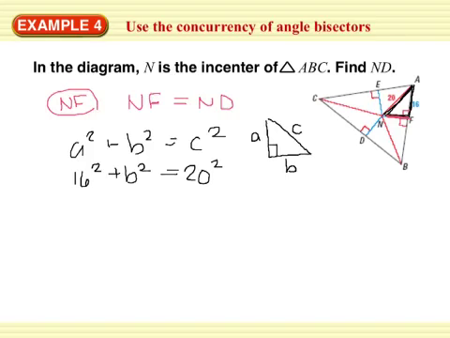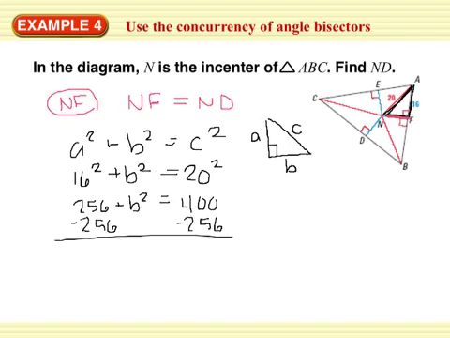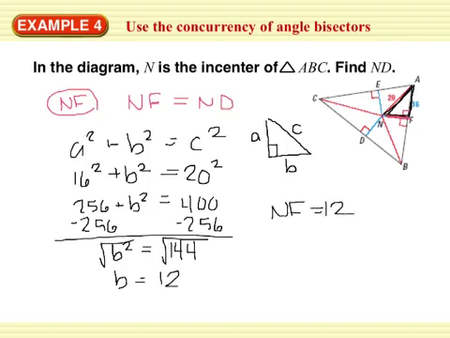Okay, 16 squared is 256. 20 squared is 400. Okay, square root of both sides. B equals 12. So B is the measure of NF. So NF equals 12, and NF and ND are equal, so ND equals 12.